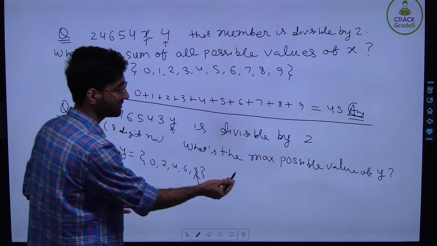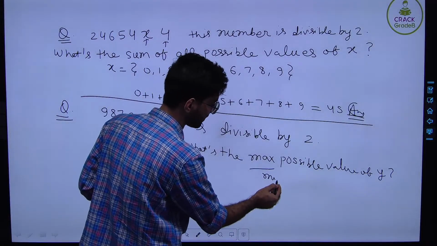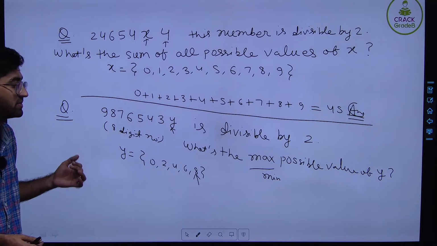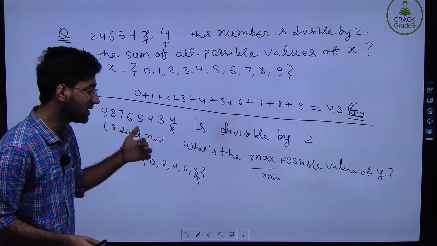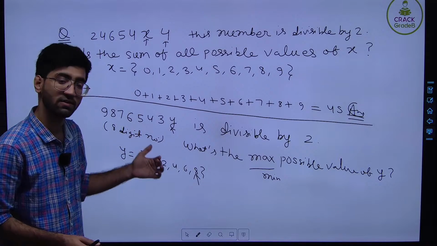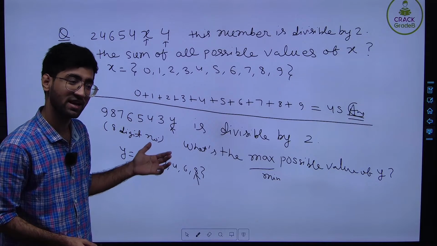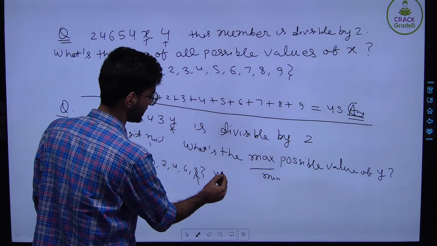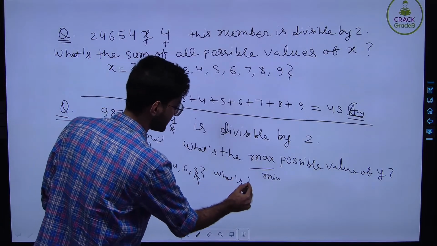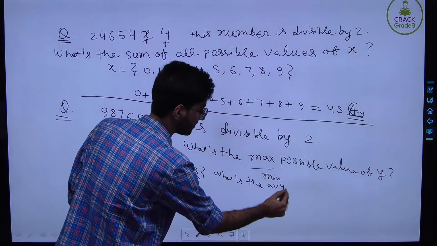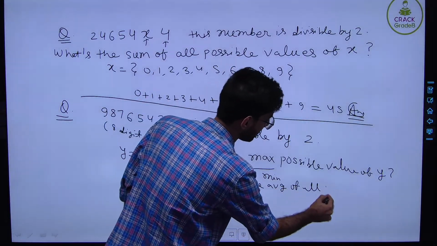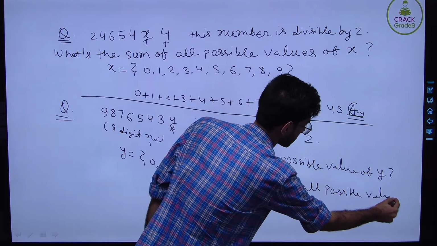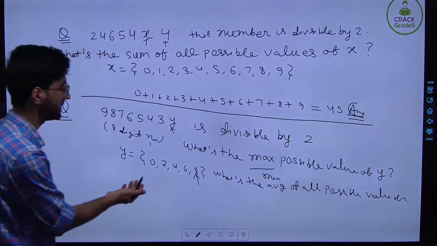Maybe they will ask you what is the minimum possible value of y. In that case, 0. Sometimes they can ask you what is the average of all possible values of y. Try to answer what is the average of all possible values of y. In that case, what will you do?